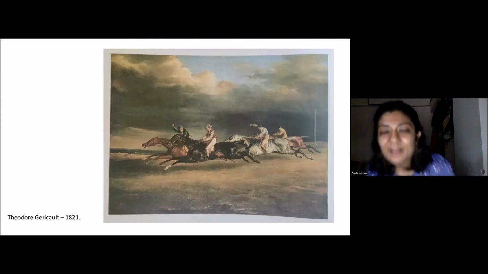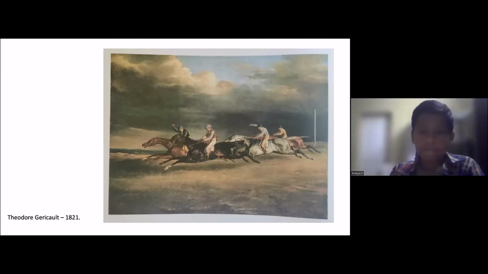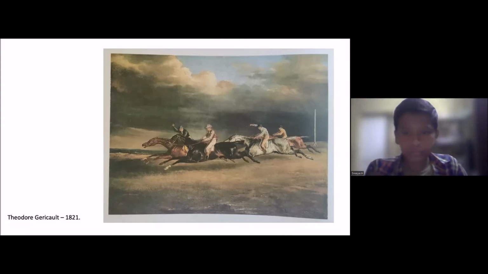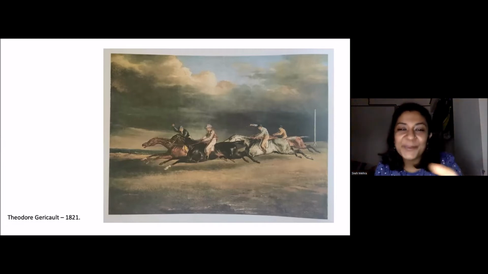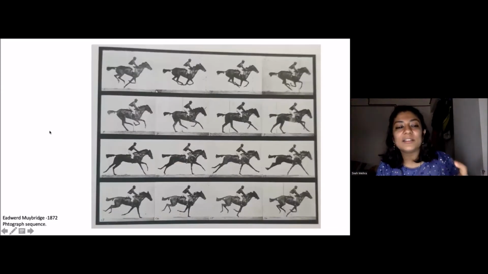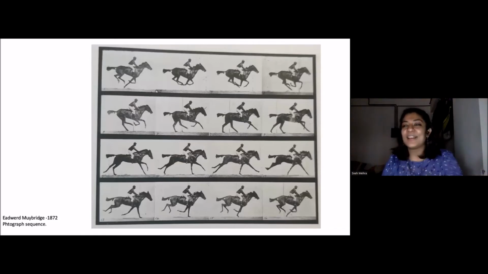So that's there. This painting was done before the invention of the camera. That's why artists thought that the horse must be running like that. So this is a very interesting observation between these two works. And then the artist Muybridge captured this to show how a horse really runs. Not all legs are up at both ends.